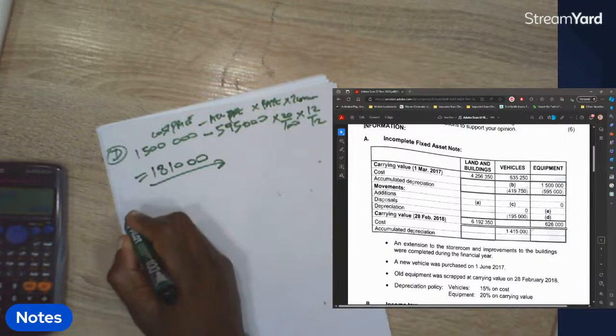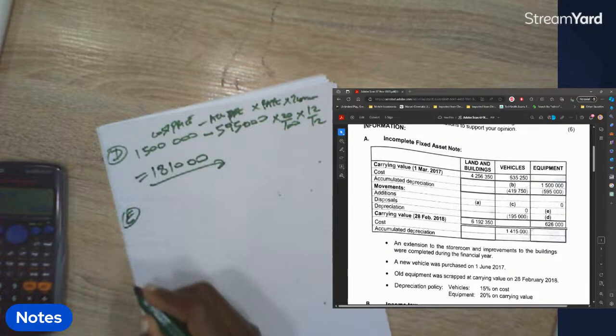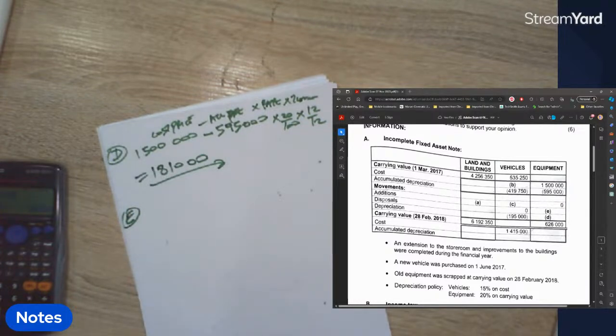Okay, let's now go to E. How do you calculate UE? What is UE? UE is disposal. Disposal, remember, is when you are selling the fixed asset, it can be land and buildings, motor vehicle, or equipment. That's why I'm saying it's wise not to do the equation and then write your answers in the question paper, and then write them again in the answer book. You are making your life easy if you do that.